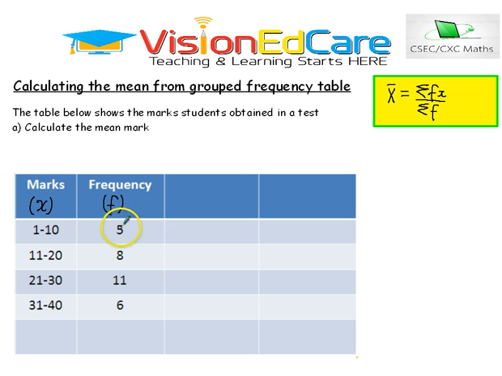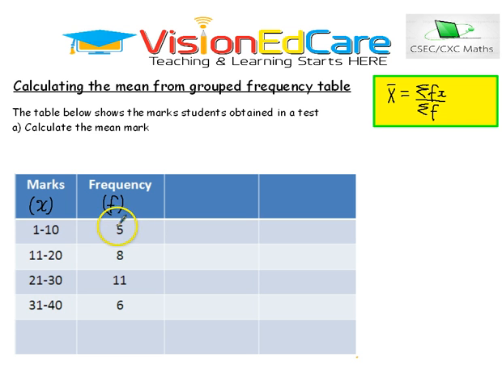So 5 students obtained marks between 1 and 10. 8 students obtained marks between 11 and 20. 11 students obtained marks between 21 and 30. And 6 students obtained marks between 31 and 40.